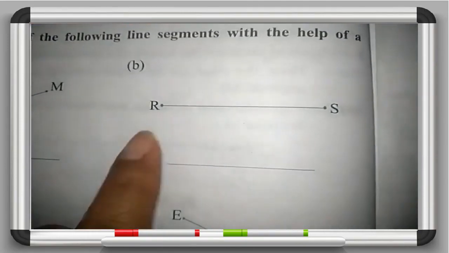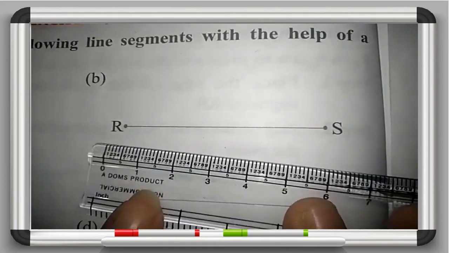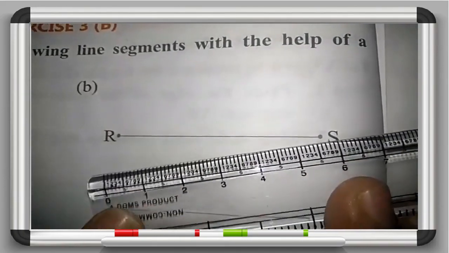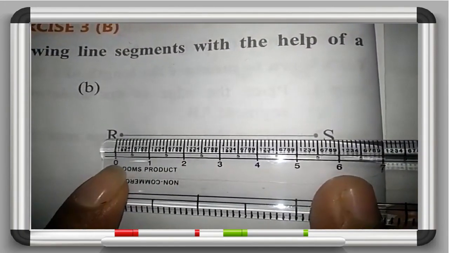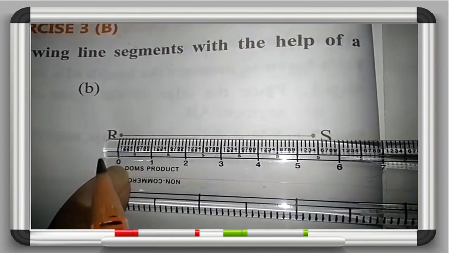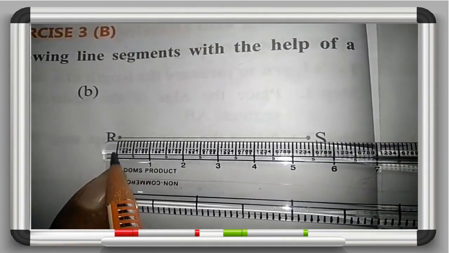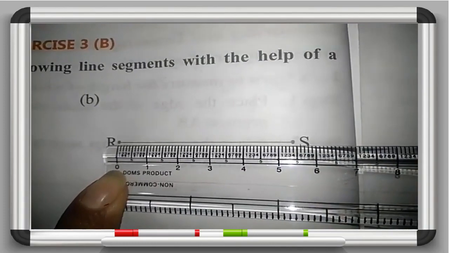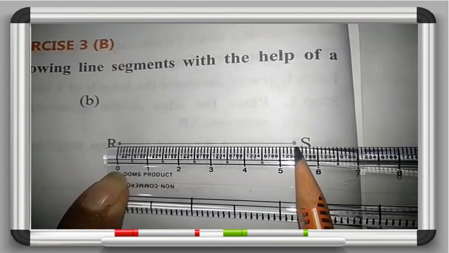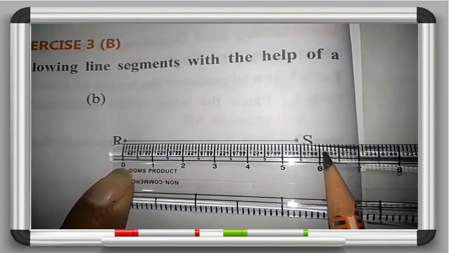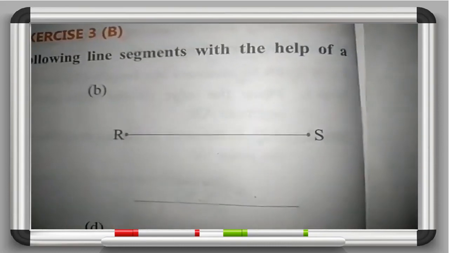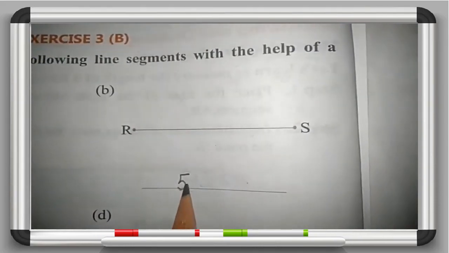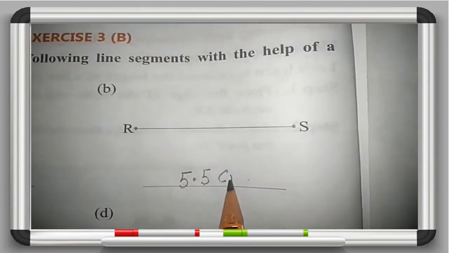Okay, now we have to do B part. So here RS line segment is given. Now we have to find out the length of this line segment. So again we will start from point R. We will put 0 on point R and up to S, the length of this line segment is 5.5 centimeters. So here we will write 5.5 centimeter.